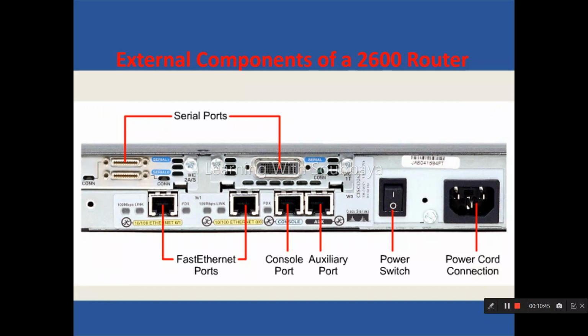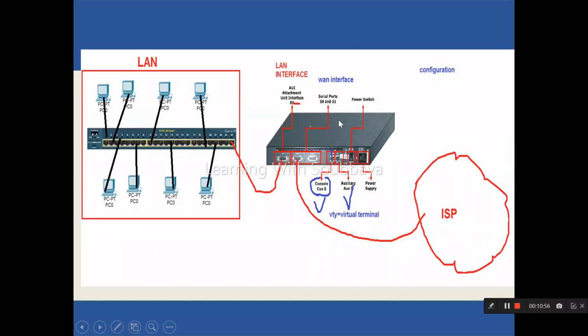The interface which is connected to WAN is called a WAN interface. So the fast Ethernet will be connected to LAN. Okay, serial port has been connected to WAN network. We'll discuss. You can see the diagram here. The real router here. This is the router. We have multiple components available in the router.